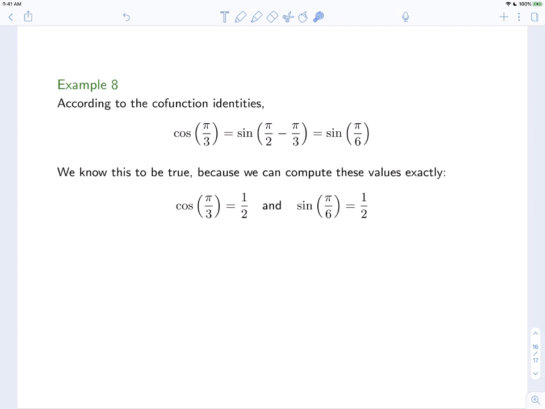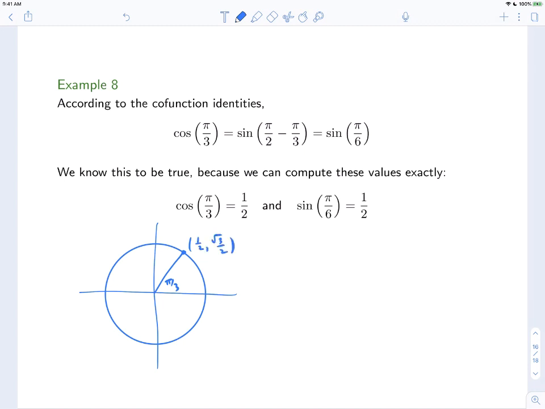Now we know that this is true because we can compute these values exactly. Cosine of pi over 3 is 1/2, and sine of pi over 6 is also 1/2. If you're not sure about these, just sketch out a unit circle. So here's a unit circle. Let's just quickly draw in some axes here. So pi over 3 is roughly that, pi over 3. So this one has coordinates 1/2, comma, the square root of 3 over 2. So cosine of pi over 3 is the x-coordinate, which is 1/2.